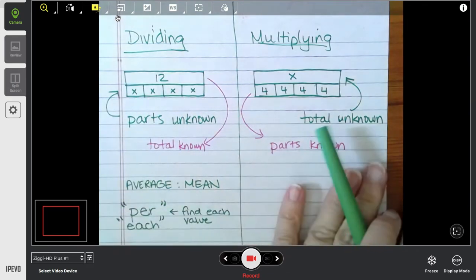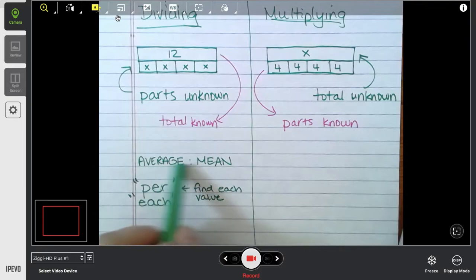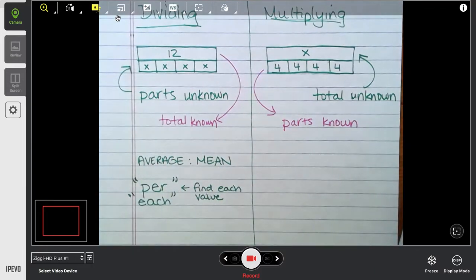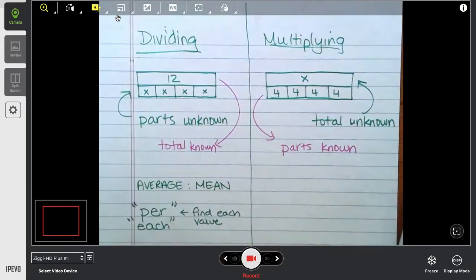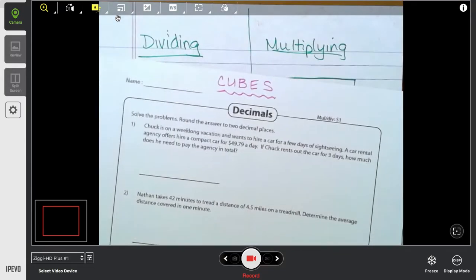Other key things you're looking for when you're dividing is if they ask for the average or the mean, we divide the total value that was there because the total is known. We're just trying to split that total into equal parts. And the words per and each both signify that we have the value of the total, but we're trying to figure out what each part of that total costs, or per what cost is that number. Okay, so we're going to refer back to this when we need to. All right, let's look at some examples.